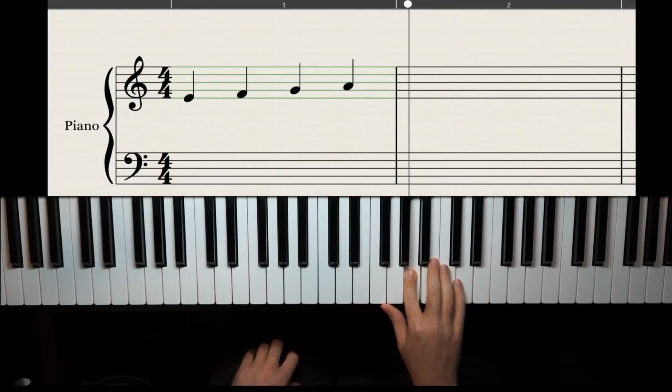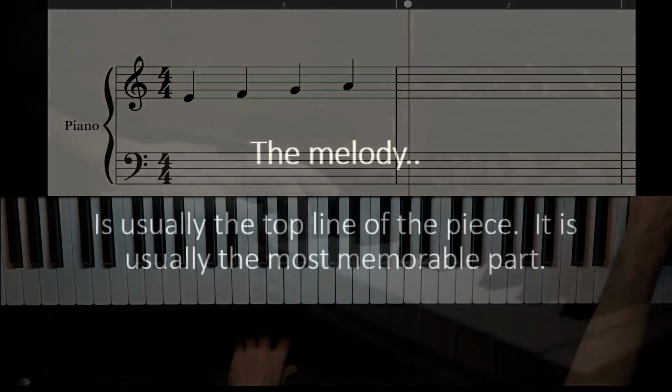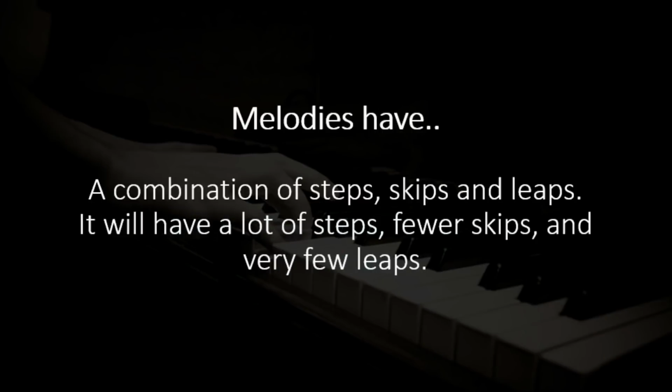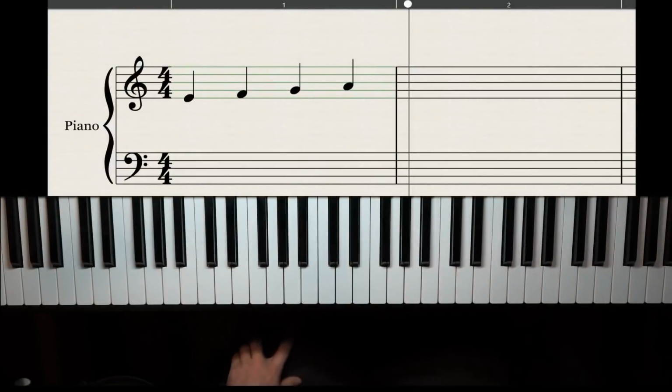So I'm going to tell you some things that you want to be looking out for when writing a melody. Okay, I want to tell you that melodies have a combination of steps, skips, and leaps. They will have a lot of steps, fewer skips, and very few leaps. So let me show you exactly what I mean by that to clarify. So let's take a look.